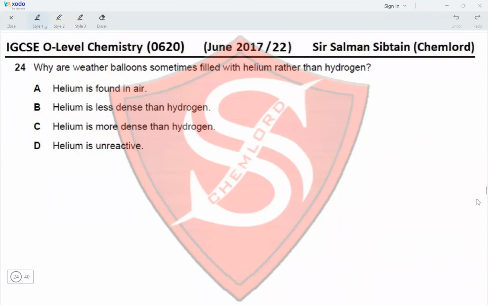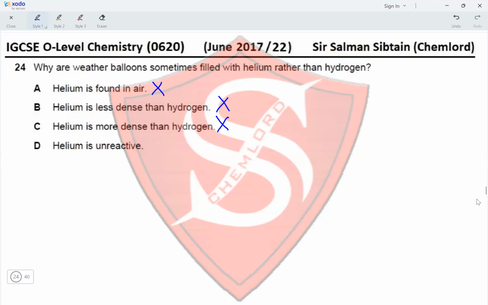Question 24. Why are weather balloons sometimes filled with helium rather than hydrogen? Helium is found in air, so is hydrogen, but that is not the reason why it is filled with helium. Helium is less dense than hydrogen. Density of helium and hydrogen would be the same because helium has a mass of 2 and hydrogen H2 being a diatomic gas also has a mass of 2. So this is not the reason why helium is preferred over hydrogen. Helium is more dense than hydrogen. No, helium has almost the equal density as hydrogen.